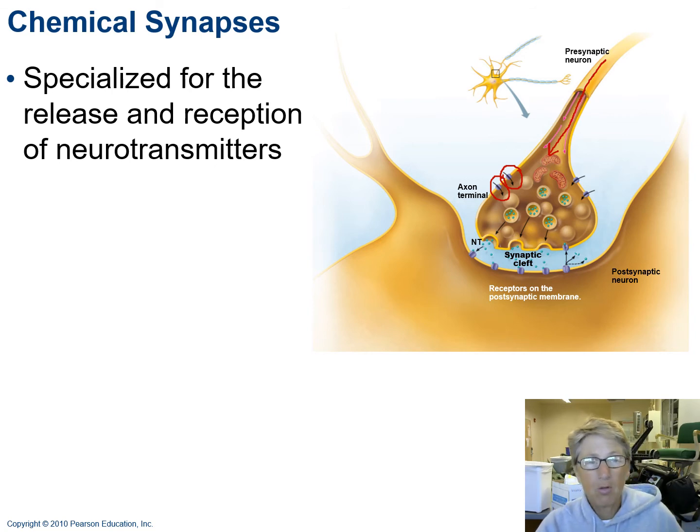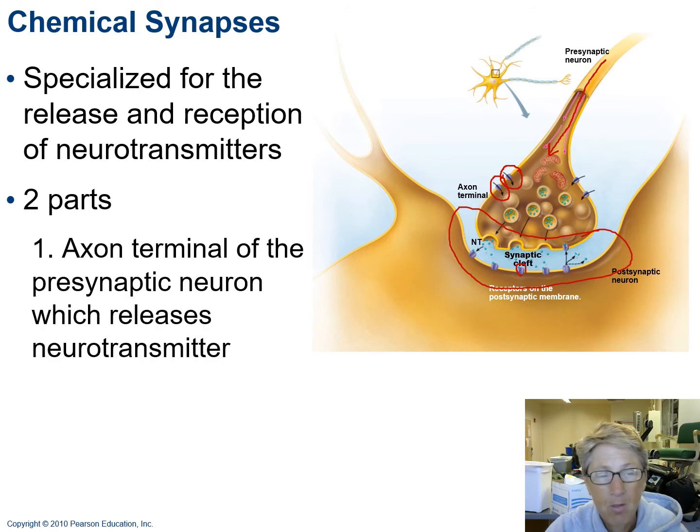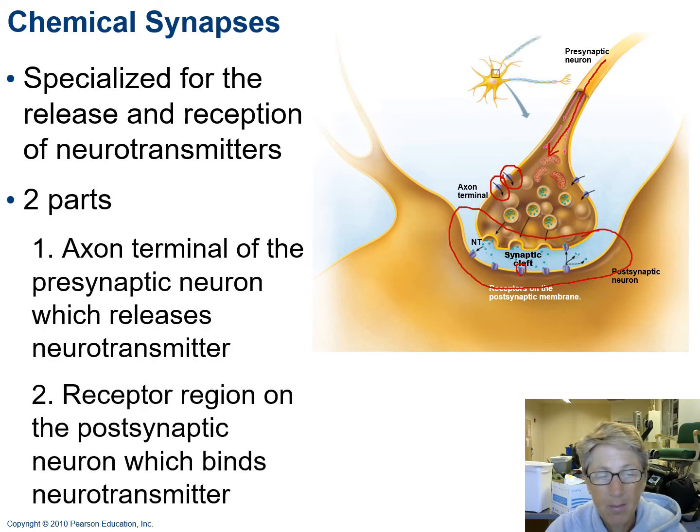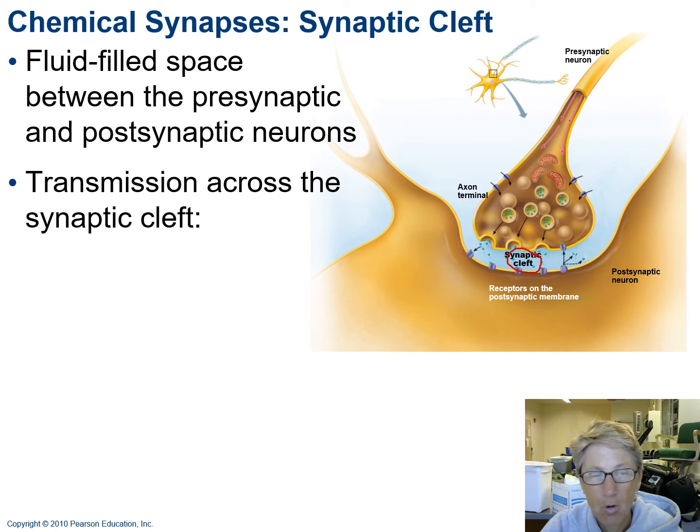So the chemical synapse is specialized. So this whole area is the synapse. It's specialized for release of neurotransmitters and reception of neurotransmitters. So there's two parts, the axon terminal of the presynaptic neuron, and then the receptor region of the postsynaptic neuron that binds the neurotransmitter. And then you have the synaptic cleft. That's that fluid-filled space between the presynaptic and postsynaptic neurons.